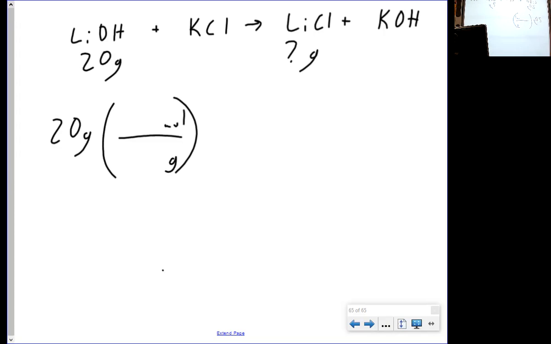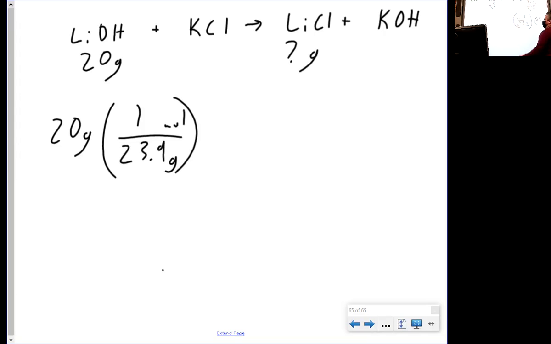Somebody ready with the calculator? Okay, so we want grams of lithium hydroxide in 1 mole. Lithium is 6.9, so give me 6.9 in the calculator. Oxygen is 16, so plus 16. Hydrogen 1, plus 1. 6.9 plus 16 plus 1. 23.9. Okay? 23.9.